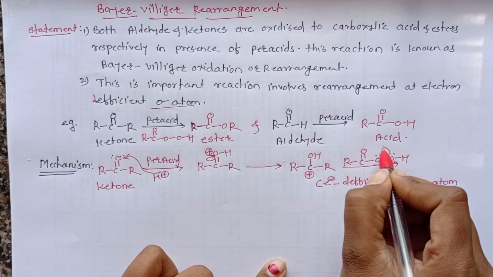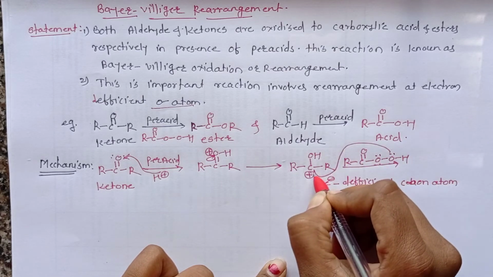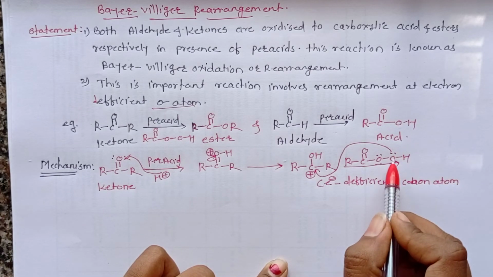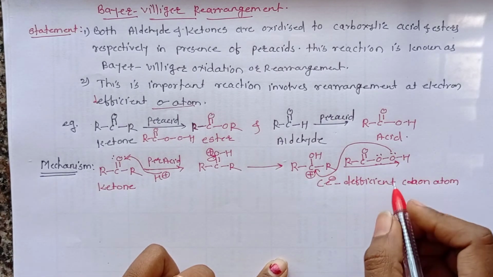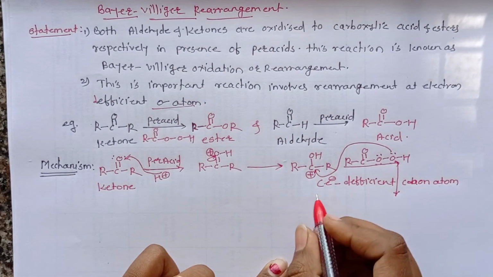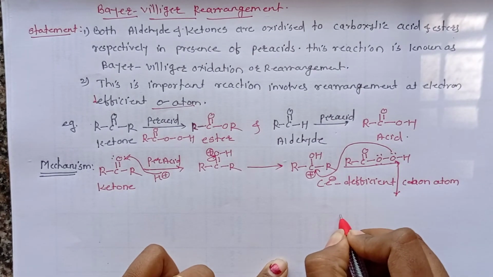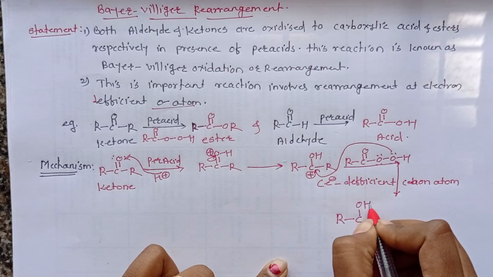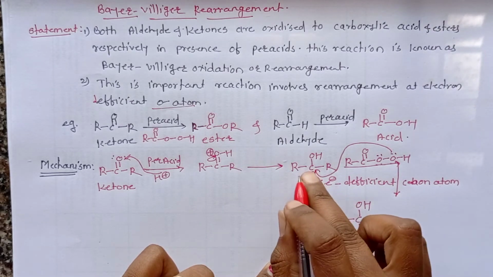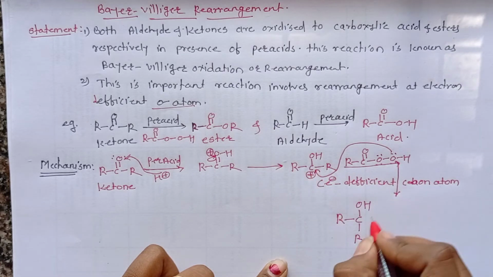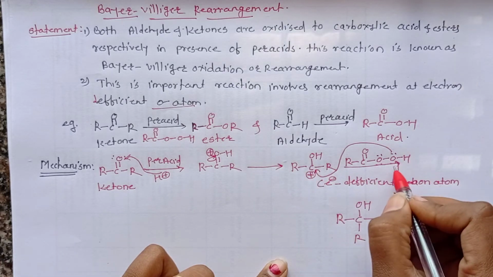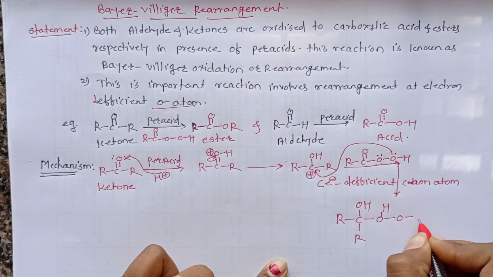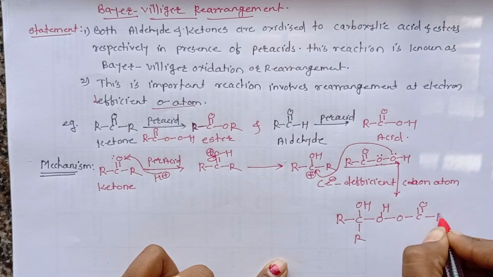So the lone pair of oxygen attacks this carbon, then a bond forms between this oxygen and this carbon. In the next step, see here the formation of R-C-O-H, R, then the bond between this carbon and this oxygen. See here, O, so this oxygen is attached to this H, then O-C double bond O-R.